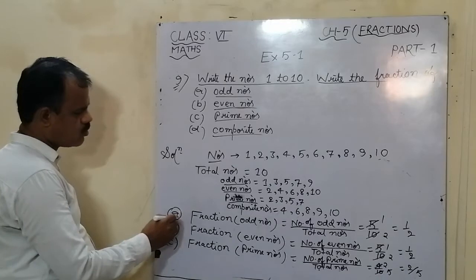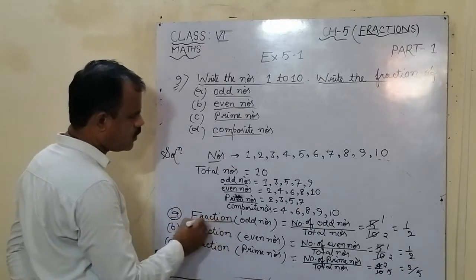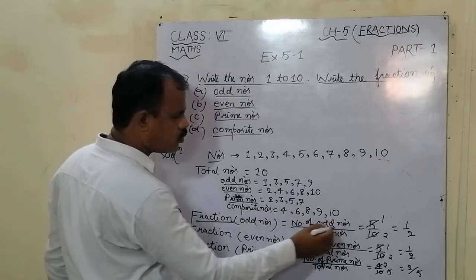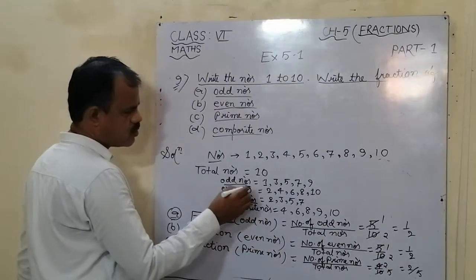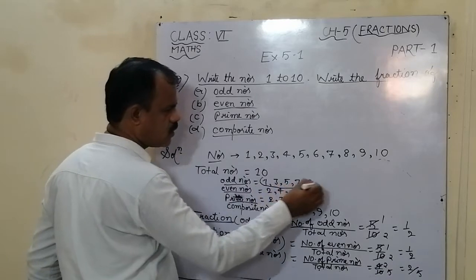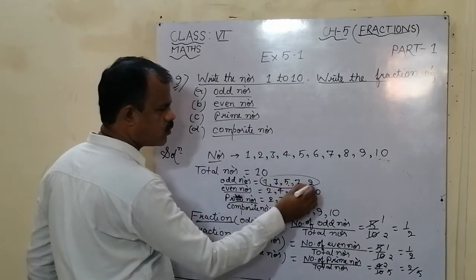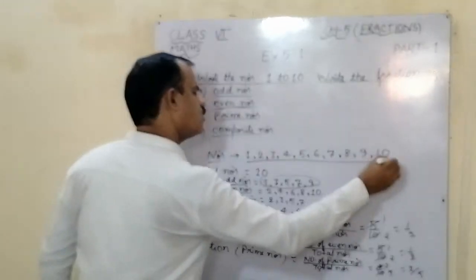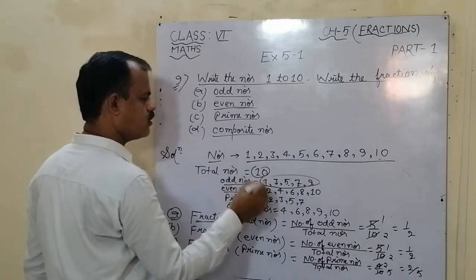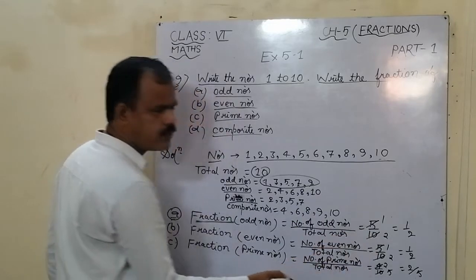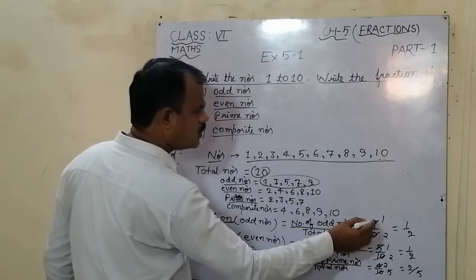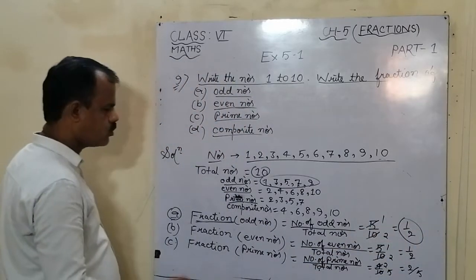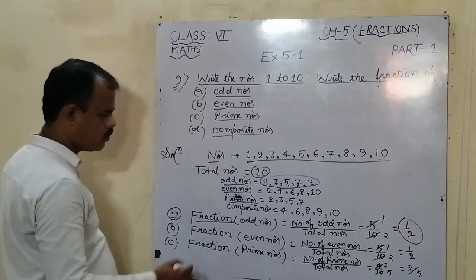So first question, fraction: we have to find the fraction of odd numbers. So students, the formula is number of odd numbers by total numbers. See here how many odd numbers are there: 1, 2, 3, 4, 5. So we write here 5, and total numbers are, how many total numbers? 10. So we write here 5 by 10 and simplify it. 5 ones are 5, 5 twos are 10. So this 1 by 2 represents the fraction of odd numbers.